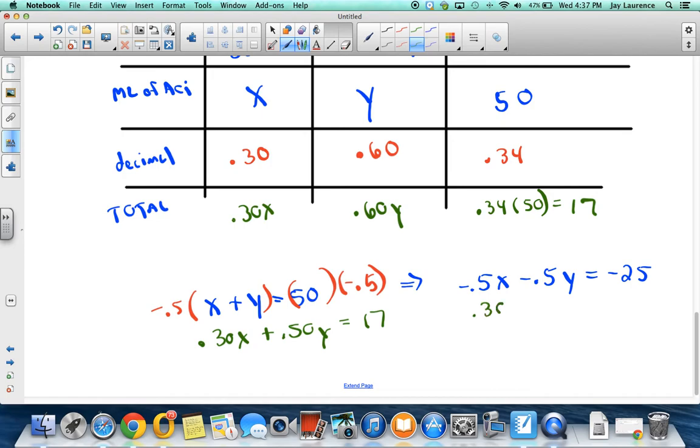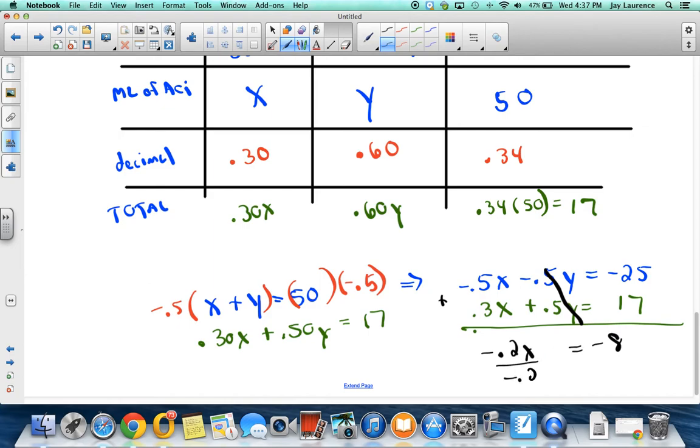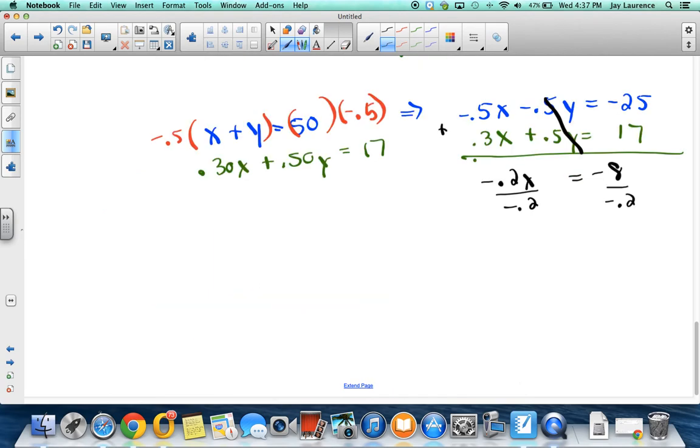I'm going to drop the 0 off. Oops, I said I was going to drop the 0 and then I didn't do it because it's unimportant. Plus 0.6y, and that's going to equal 17. When I combine these using elimination, I'm going to get a negative 0.2x. Those are going to cancel, and I'm going to get a negative 8. Divide by negative 0.2 by negative 0.2, which is 1/5, so 8 divided by 1/5 is going to be 40.